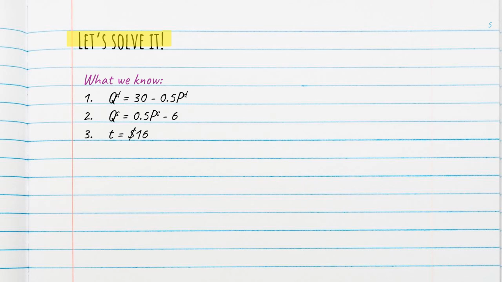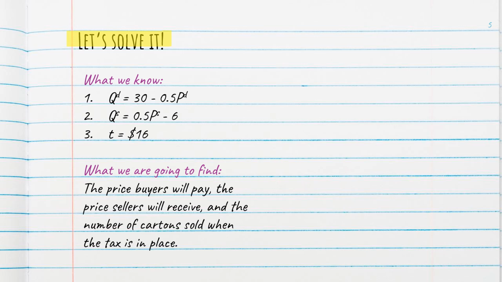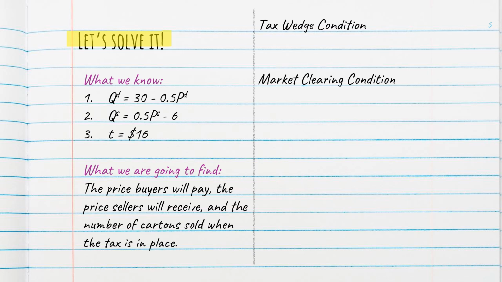Let's solve this question. Here's what we know. We have a demand curve, a supply curve, and a per unit tax equal to $16. We are trying to find the price buyers pay, the price sellers receive, as well as the number of cartons sold when the tax is in place. We know that to solve this, we have to write down the tax wedge condition and the market clearing condition. The tax wedge condition in this case is that the price that sellers receive, PS, is equal to the price that buyers pay, PD, minus the tax of 16. We'll call this equation 1.